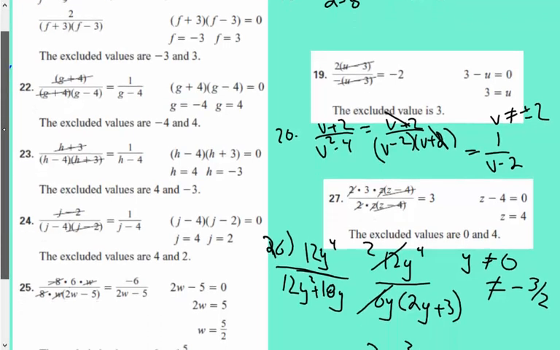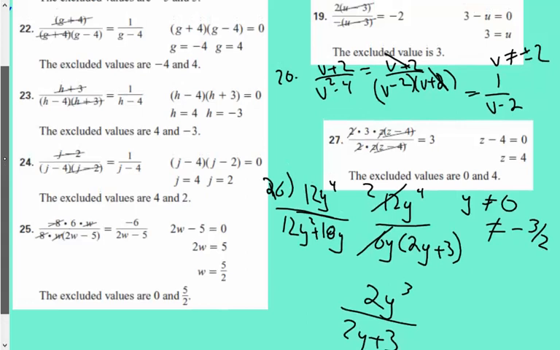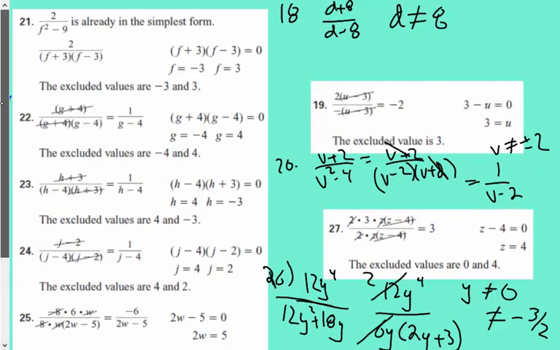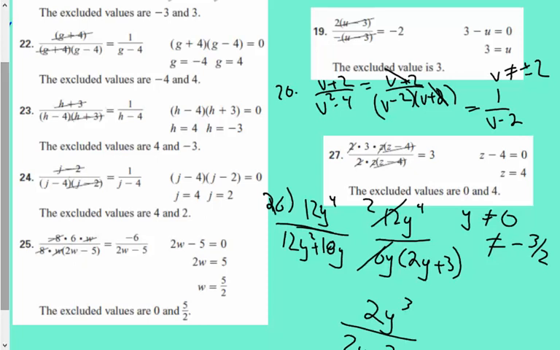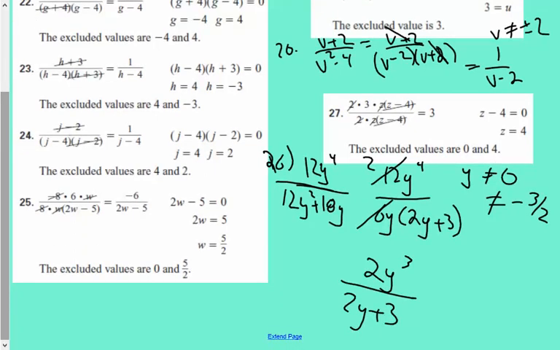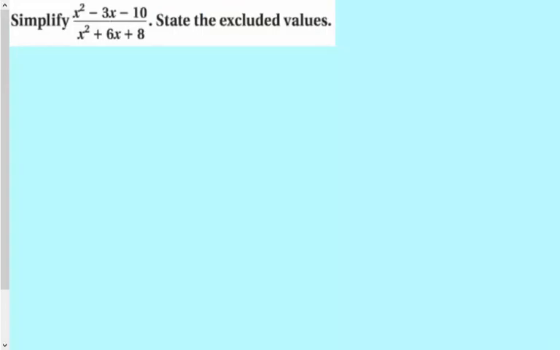Some problems like number 18, there's no factoring needed. There's nothing to do there. That doesn't actually simplify. So some of them were actually solved for you. If you have any questions on these, please let me know. I'd be happy to help you guys. All right, let's get right into it.